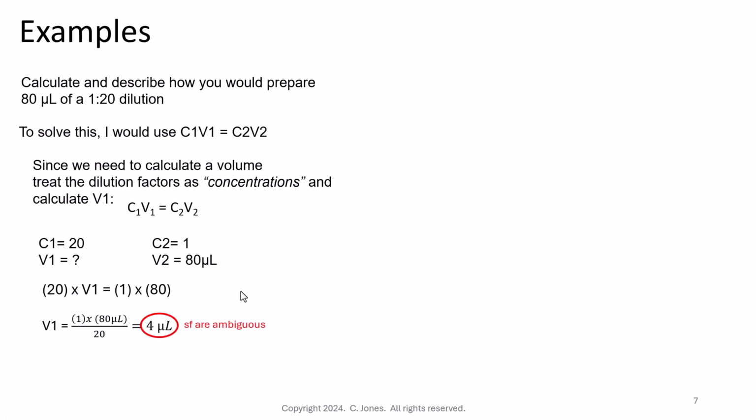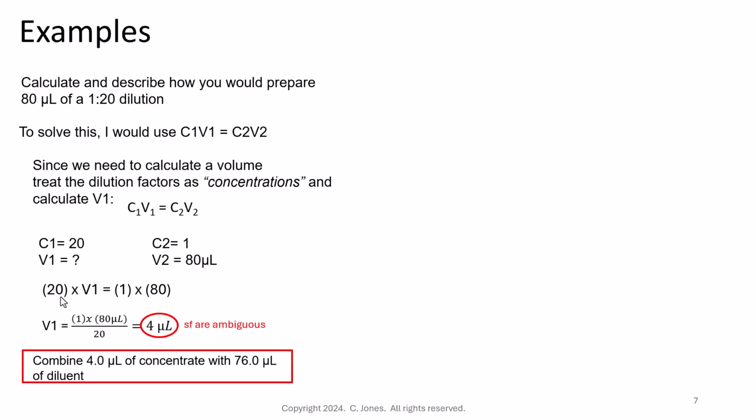Okay, the significant figures here are ambiguous because this could be 1 or 2 sig figs. But we're going to use a 10 microliter pipette to deliver this. All right, and so we will combine 4.0 microliters of concentrate with 76 microliters of diluent, right? Because 4 plus 76 gives us 80, the final volume. The other way to look at this is we have our final volume, we have our volume of concentrate. So when we subtract the volume of concentrate from the final volume, that tells us how much diluent we need to add.